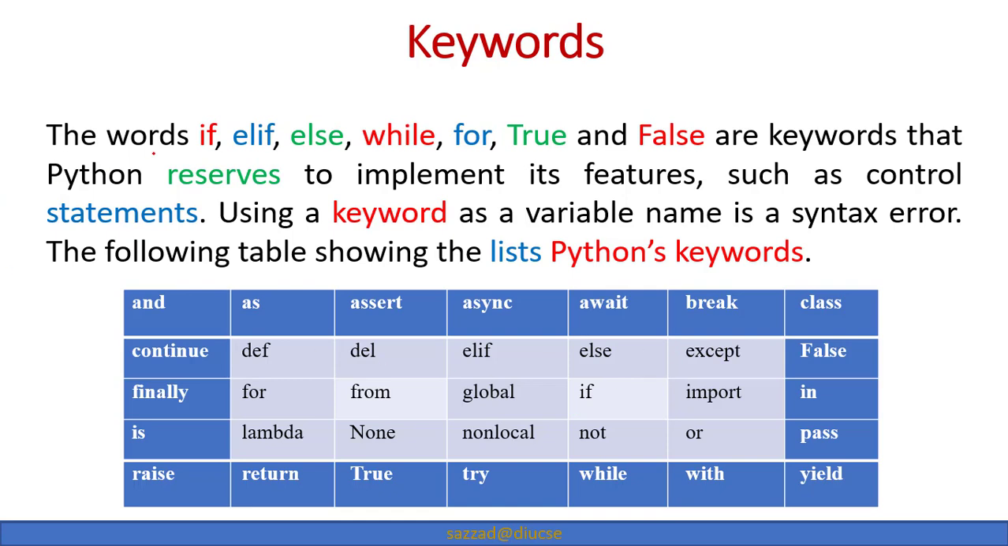The words if, else if, which in Python is written as elif, else, while, for, true and false are keywords that Python reserves to implement its features, such as control statements. Using a keyword as a variable name is a syntax error. The following table shows the list of Python keywords. As you can see, there are as, and, continue, true, return, try, while, and so on. There are some very common keywords, so we need to know them as well. So let us move on.